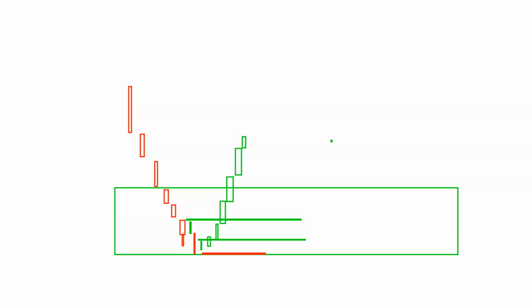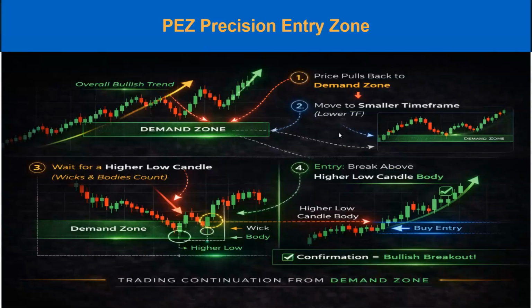Anybody need me to draw that again? I'm pretty good at it. I swear I've been doing this for the last couple weeks. I love this strategy.